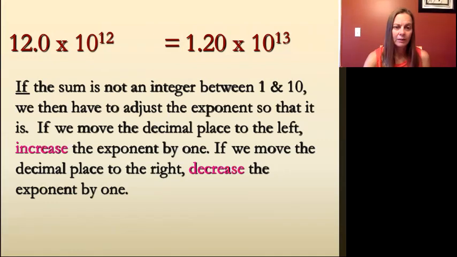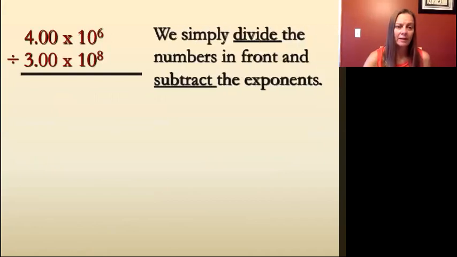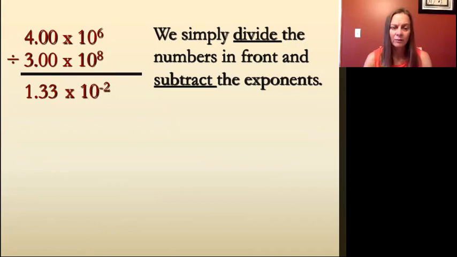If we are dividing, we're simply going to divide the first numbers and subtract the exponents. So 4 times 10 to the sixth divided by 3 times 10 to the eighth. We're going to have 1.33 because that's 4 divided by 3. But now we're going to subtract the exponents. So 6 minus 8 is negative 2. So we're going to have 1.33 times 10 to the negative second. So pretty simple and straightforward.